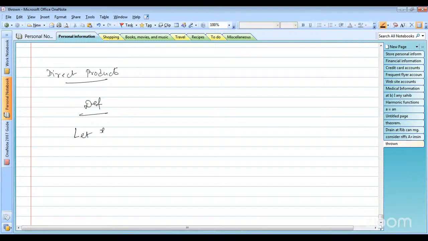Let R be a ring and Mi, i belongs to I, be a class of R modules.